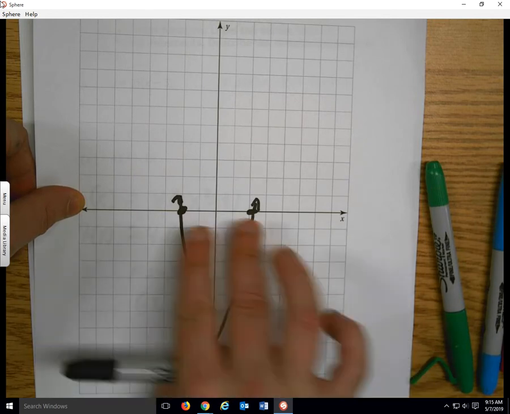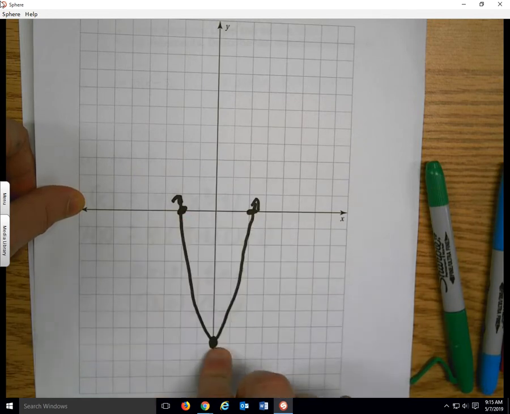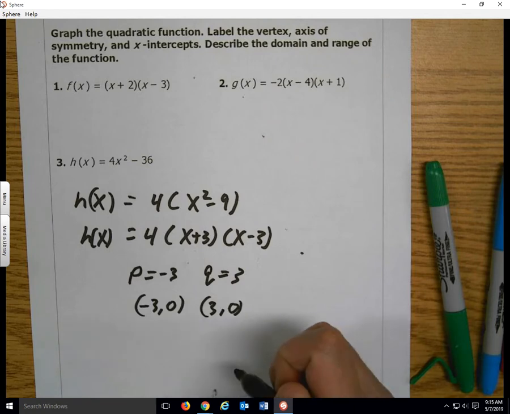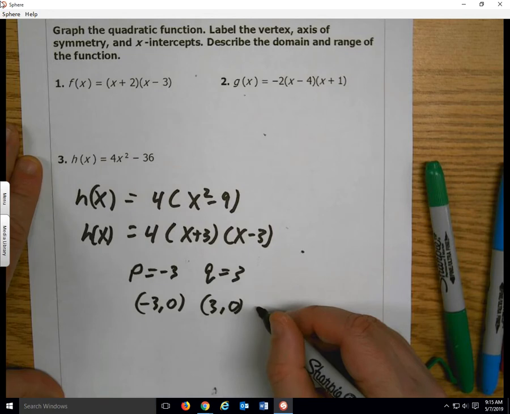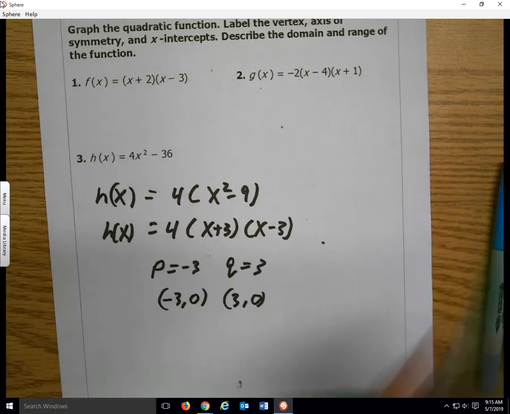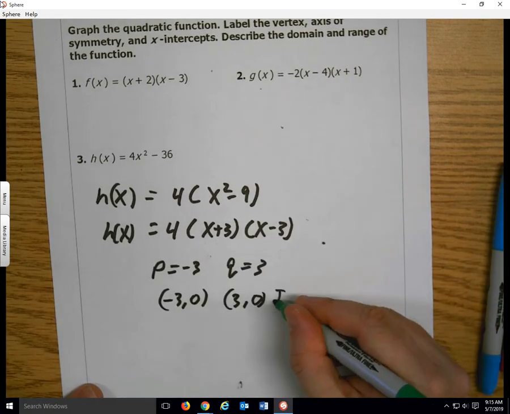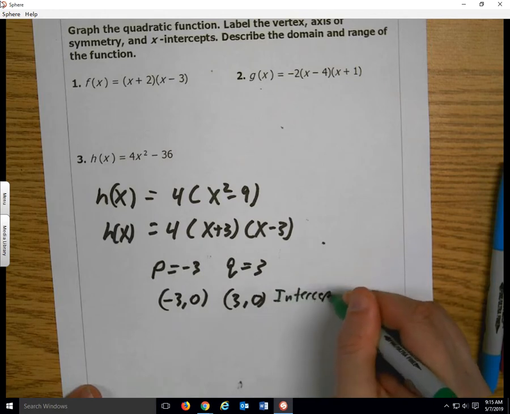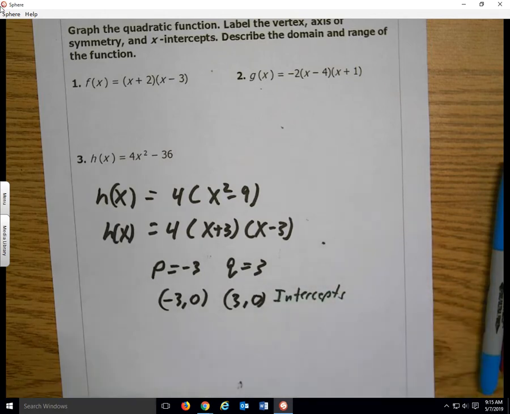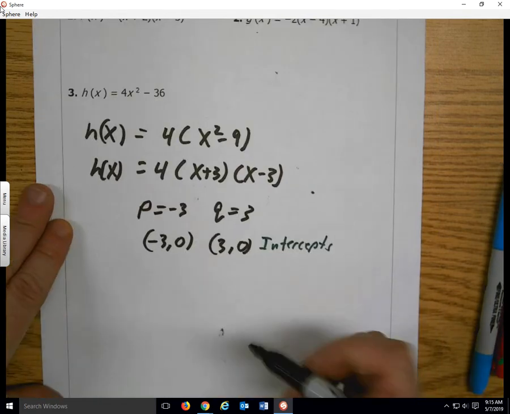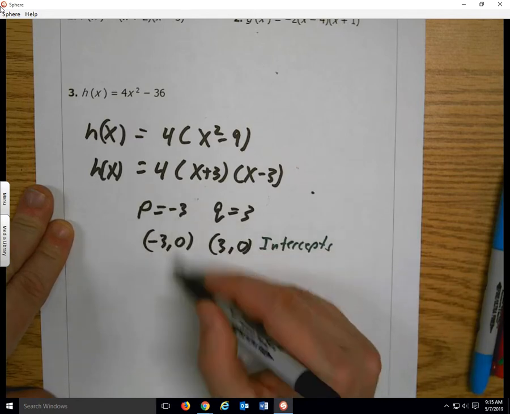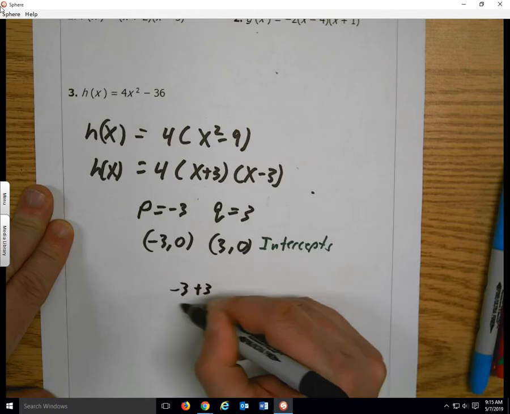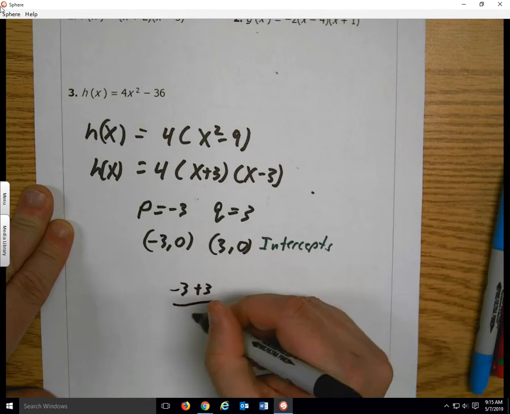Okay, so we already have our 2 points. We just need to find that 1 point. We just need to find the vertex. And then we're done. So we're more than halfway done just by getting the x-intercepts, of course. Okay, let's find the vertex. So in order to find the vertex, we say p plus q, so negative 3 plus 3 divided by 2.